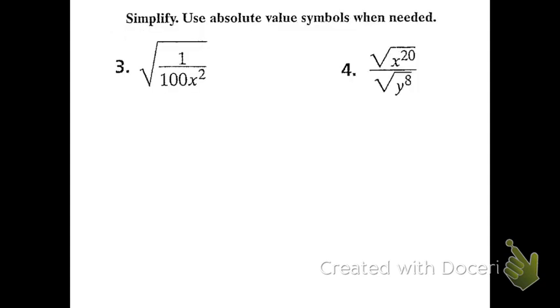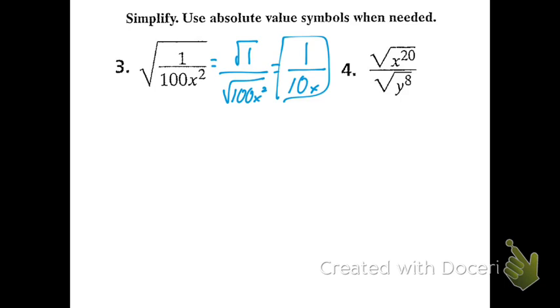Now, here we go. We got some fractions. So, this is the same thing as saying the square root of 1 over the square root of 100x squared. So, the square root of 1 is 1. The square root of 100 is 10. The square root of x squared is x. So, 1 over 10x is all you need to have.